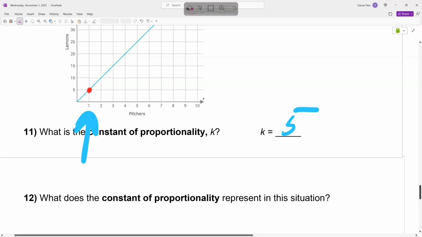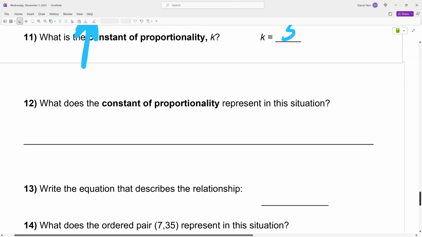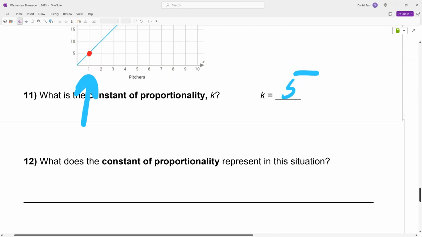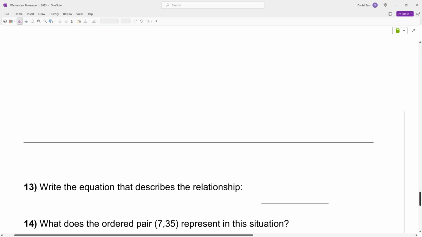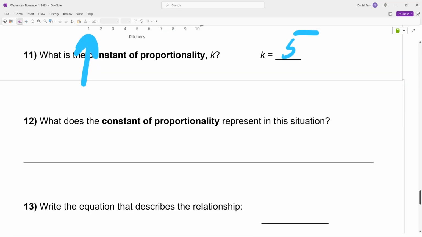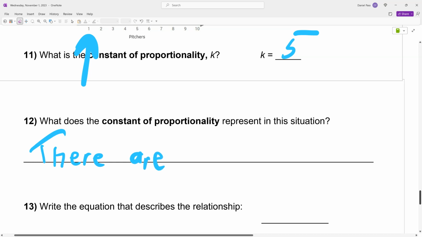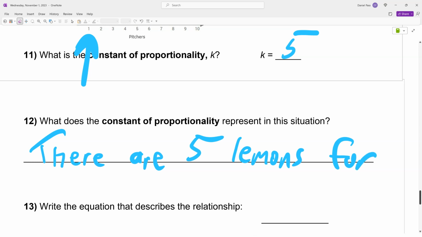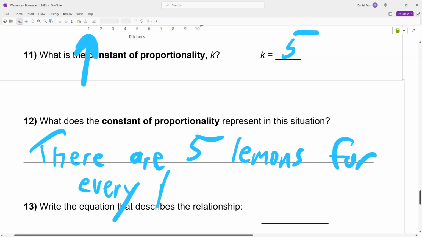What does the constant of proportionality represent in this situation? In other words, in real life, what is 5? 5 what? 5 oranges? 5 melons? 5 slices of pizza? So what does it really mean? That there are 5 lemons for every pitcher. That's right, 5 lemons. I guess this baseball team really likes eating lemons. Just kidding.